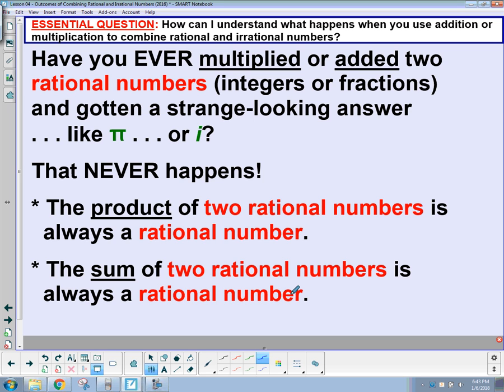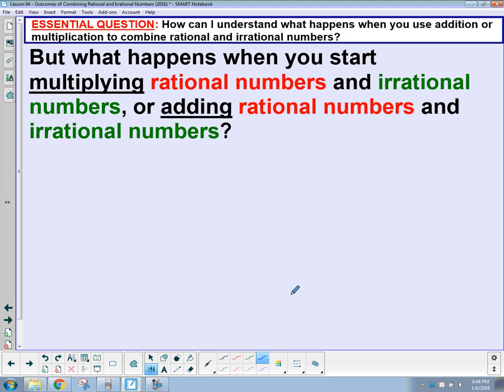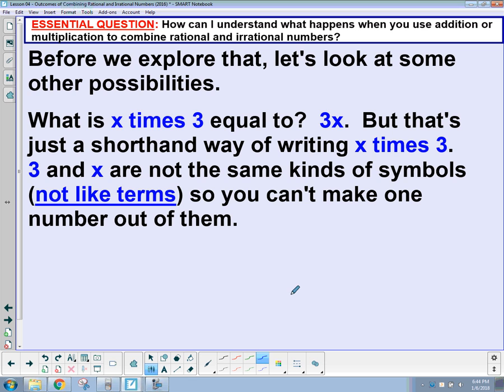These next couple slides go into what we discussed in class about what happens when multiplying rational and irrational numbers, or even adding them. Whenever you have a rational and irrational mixed together, it's going to be irrational. It's like working with like terms, and that's what this slide's about.